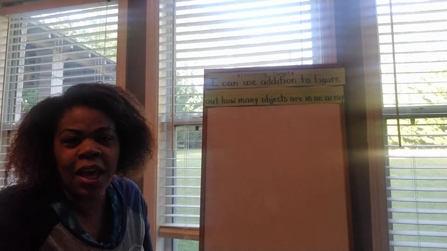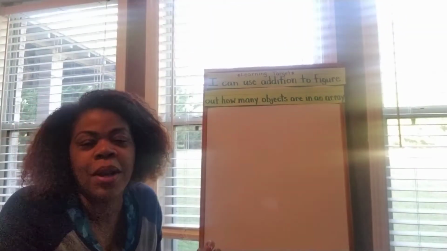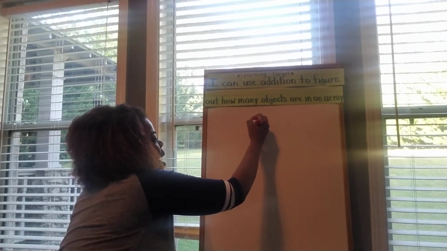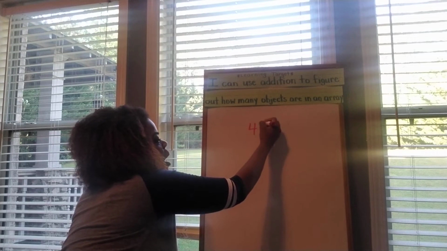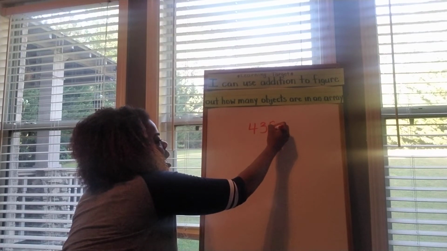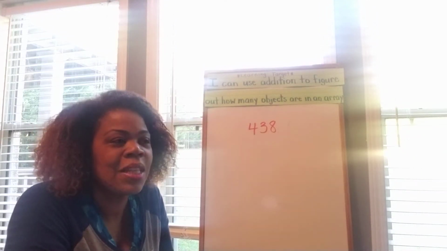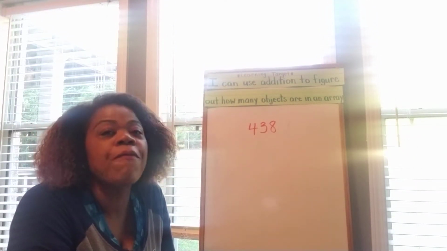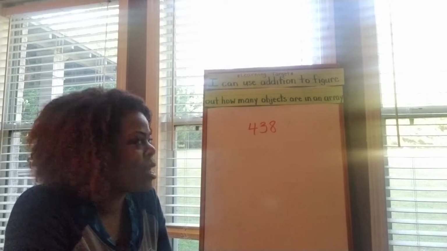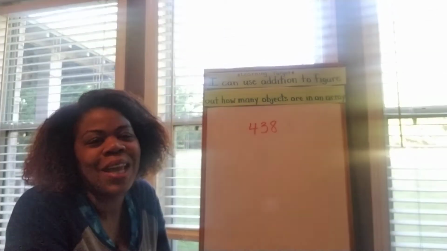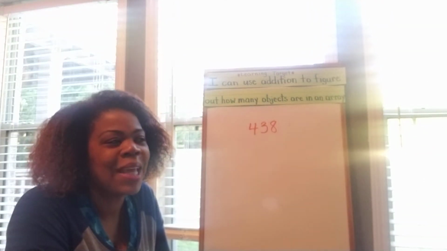Okay, so I'm just gonna take a 3-digit number. If you were here, I would ask you for one. I'm just gonna pull one out, 438. Okay, so there's a 3-digit number. What's the hundreds? 400. What are the tens? 30. What are the ones? 8. 400 plus 30 plus 8, right?